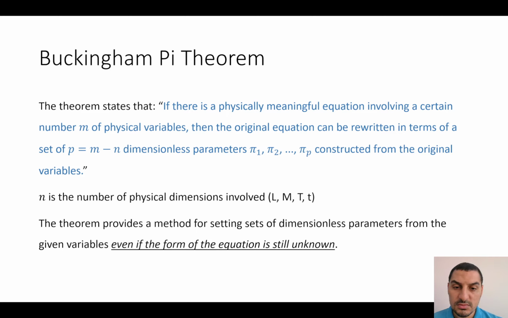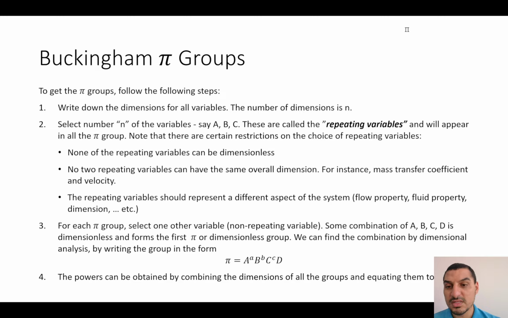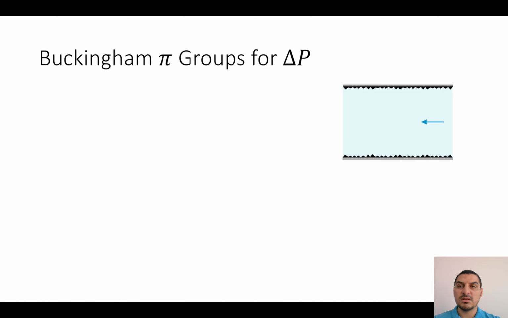So the steps of creating the pi groups are listed here. It's going to be hard to understand these steps without an example, so I'm going to skip this slide now, and I'm going to go back to this slide as we move forward with the steps of the example that we are going to see. The example is going to be very relevant to what we studied before, and it's going to be an introduction to the next chapter.